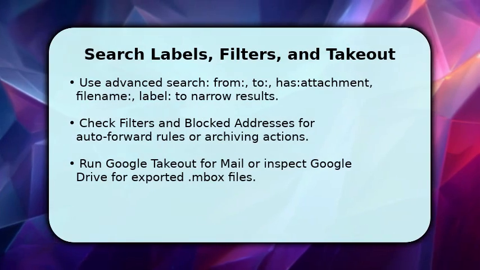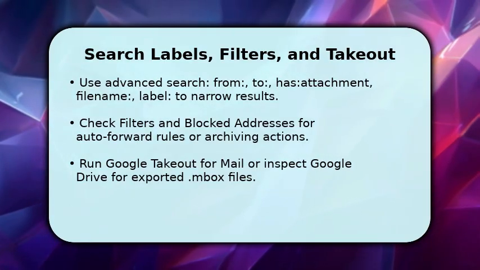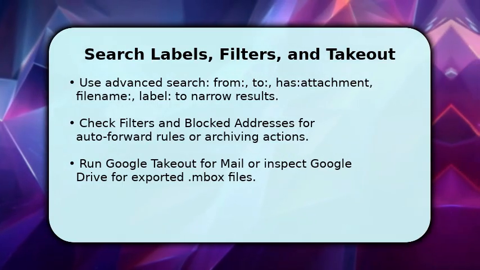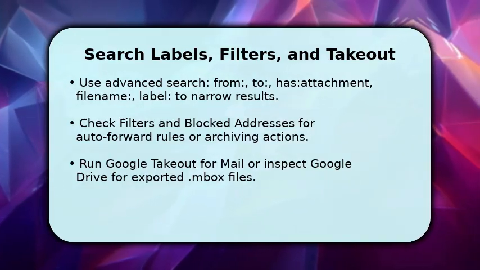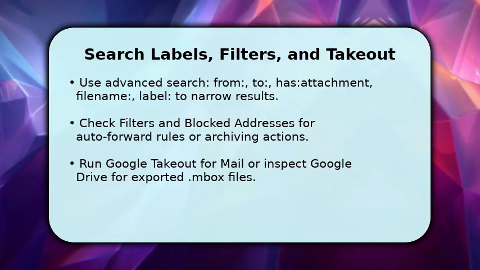Now you dig in. Use Gmail's advanced search operators like from, has, attachment, filename, and label to locate archived or backup messages quickly. Once done, inspect filters and blocked addresses to find rules that may have auto-forwarded or archived messages to another account. That often hides backups.